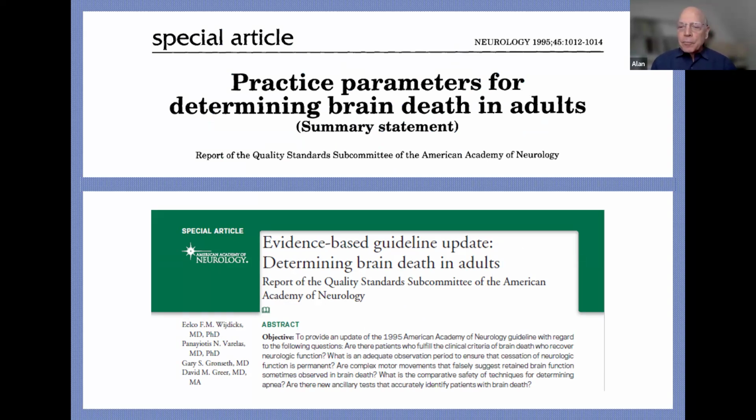So the first American Academy of Neurology guidelines were published in 1995, and they were updated in 2010 with this title, Evidence-Based Guideline Update, Determining Brain Death in Adults. The title is rather deceiving because when you read the article, it says that everything lacks sufficient evidence and that the guidelines are actually opinion-based and not evidence-based.